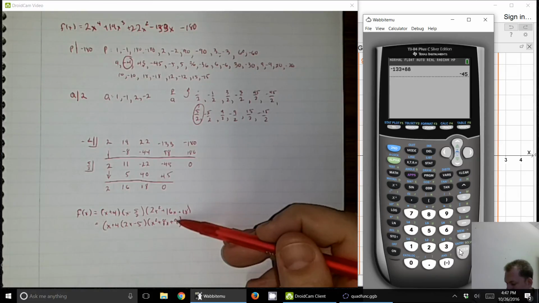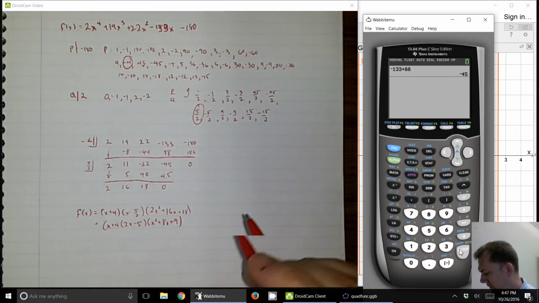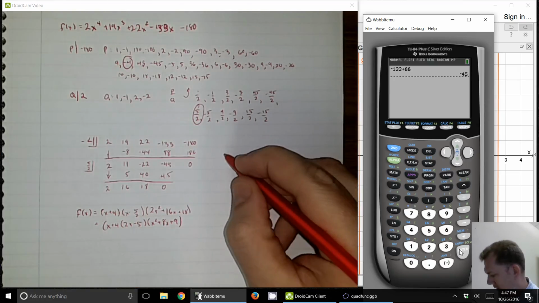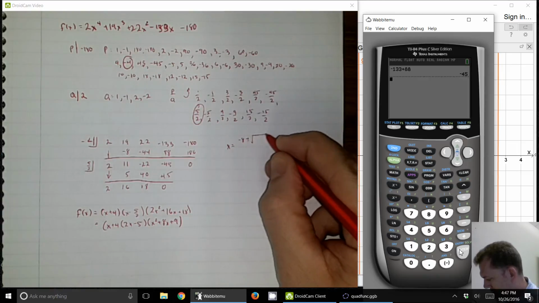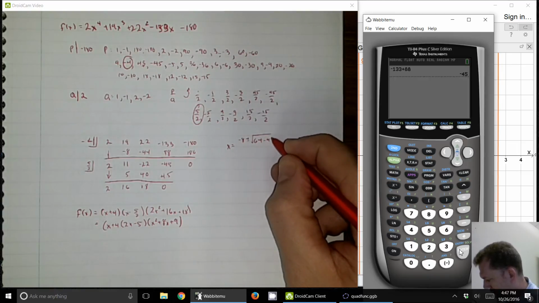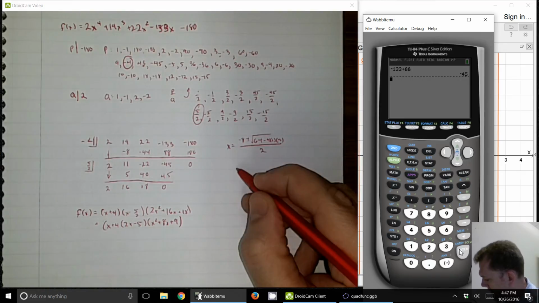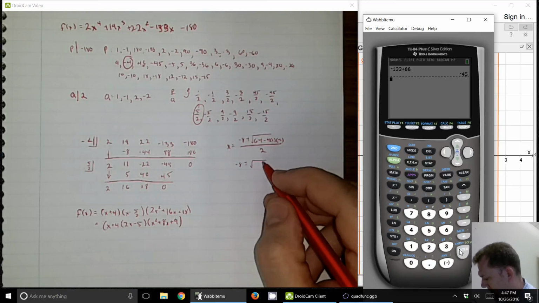We were right to not try to go any further because that does not factor. So quadratic formula will get us what we need here. So x is negative b plus or minus the square root of b squared minus 4ac all over 2a. So 64 minus 45 is 9.